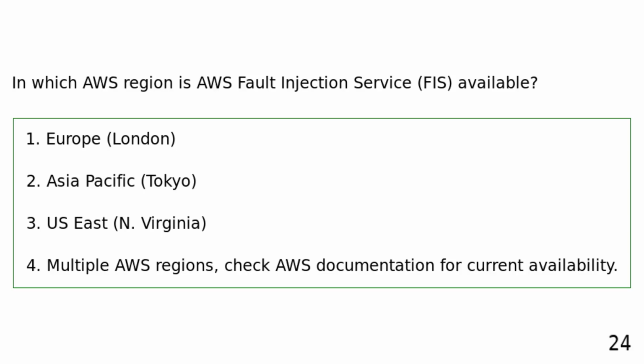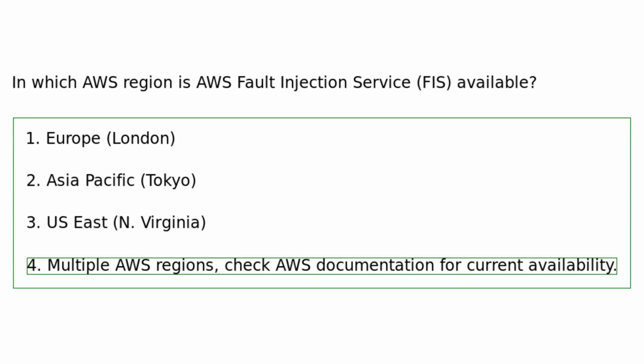In which AWS region is AWS Fault Injection Service available? Europe. Asia Pacific. US East. Multiple AWS regions. Check AWS documentation for current availability. AWS Fault Injection Service is available in multiple AWS regions, but availability can vary. Checking AWS documentation is recommended.